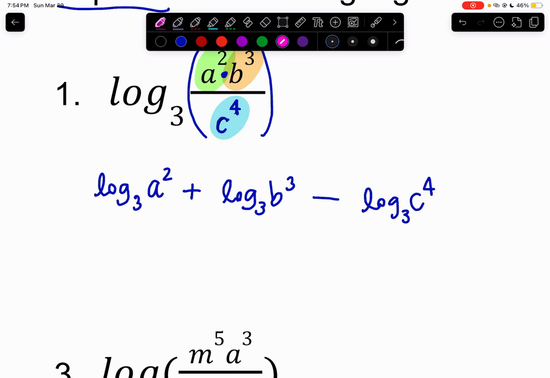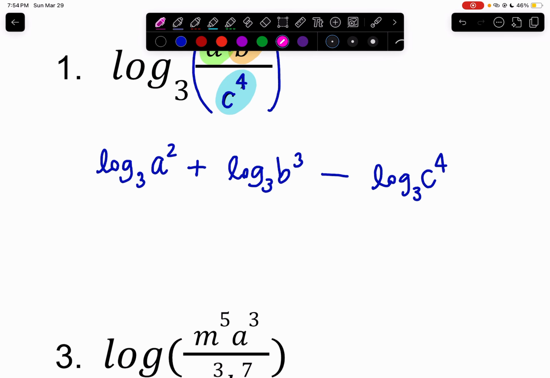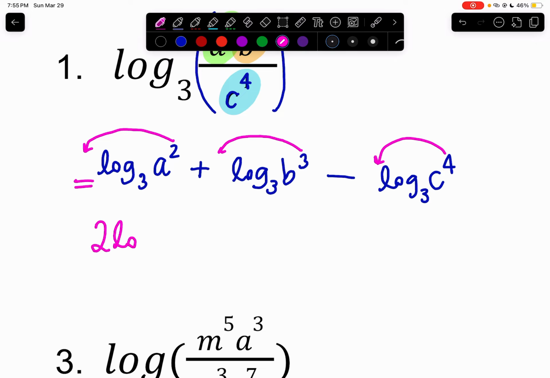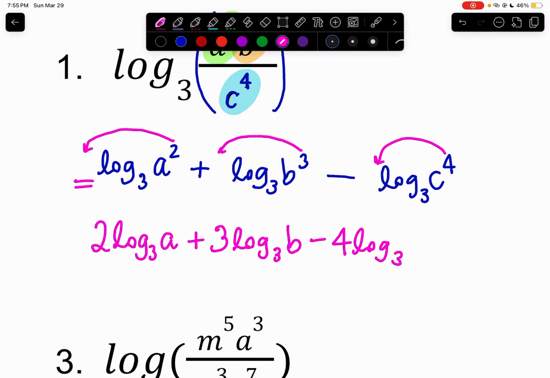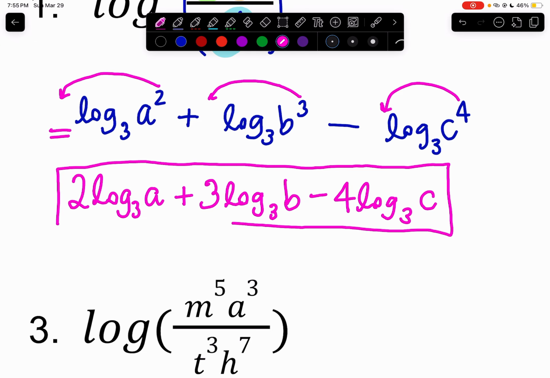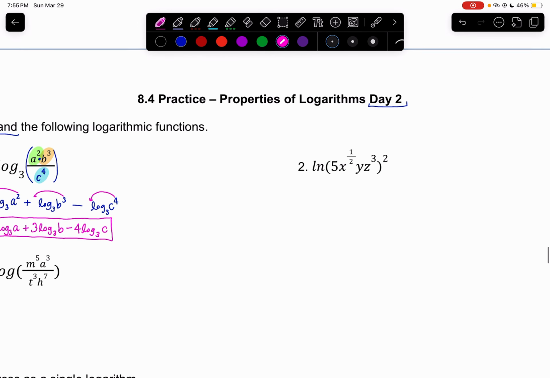Now rule 1, I need to check for any exponents that need to rearrange into coefficients. So this power of 2 needs to rearrange into the coefficient position, and likewise here and likewise here. That's going to give me 2 log base 3 of a plus 3 log base 3 of b minus 4 log base 3 of c. And all of these logs have variables, so none of them can be simplified any further. We are done. Okay, I'm going to let you do number 3.